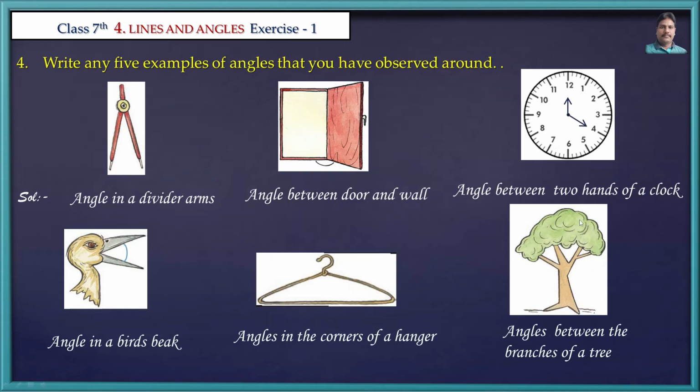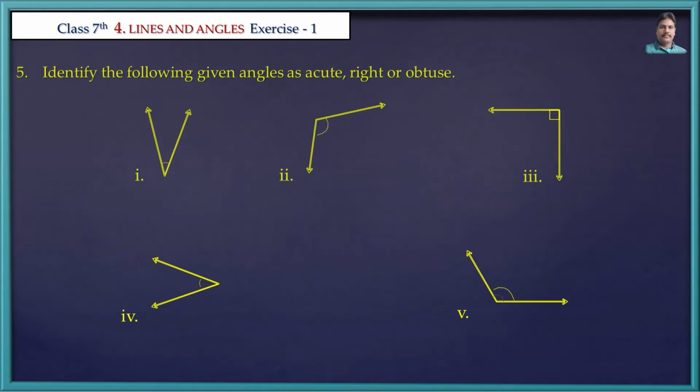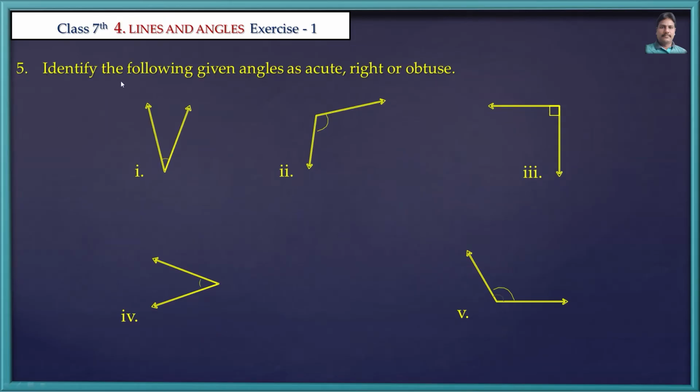See this, this is a tree. There are so many angles between the branches of a tree. Like this, we can give so many examples. We will go for the next problem. Identify the following given angles as acute, right or obtuse angles.